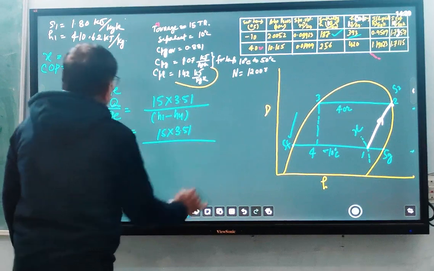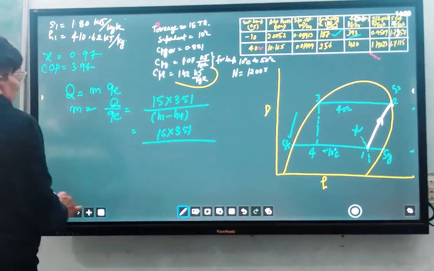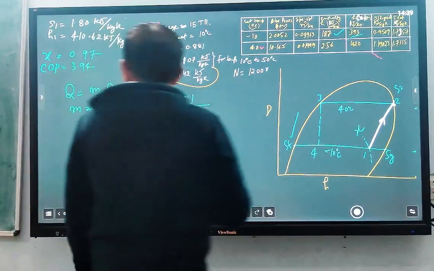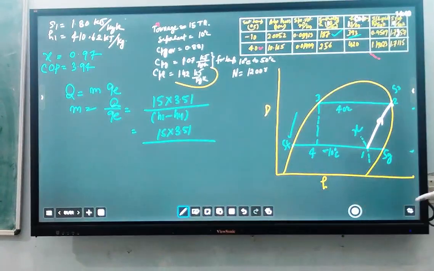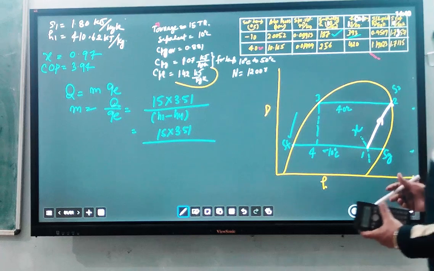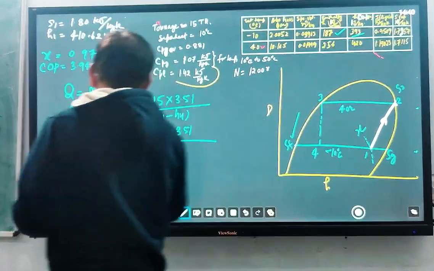So that is 15 into 3.51 upon H1 minus H4. H1 we have calculated already in the previous question. I think we have erased the data. We have removed the H1 data. Let us calculate H1 again.